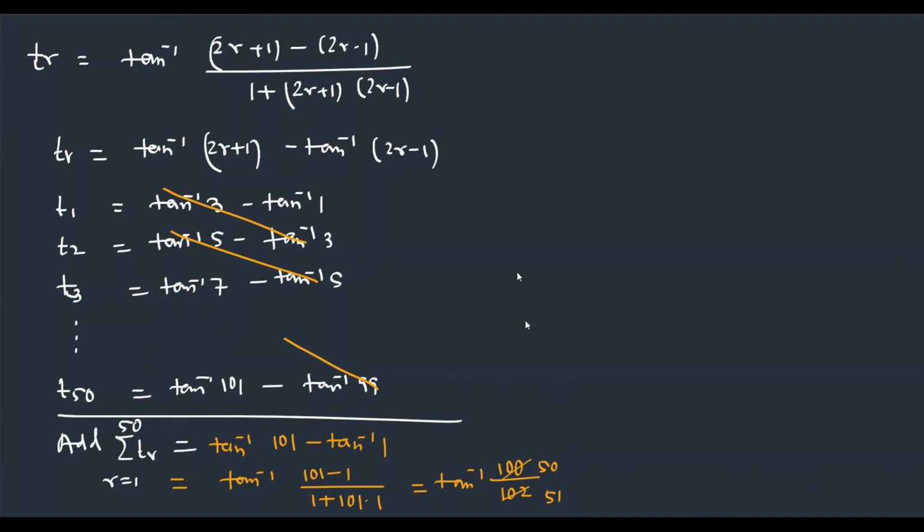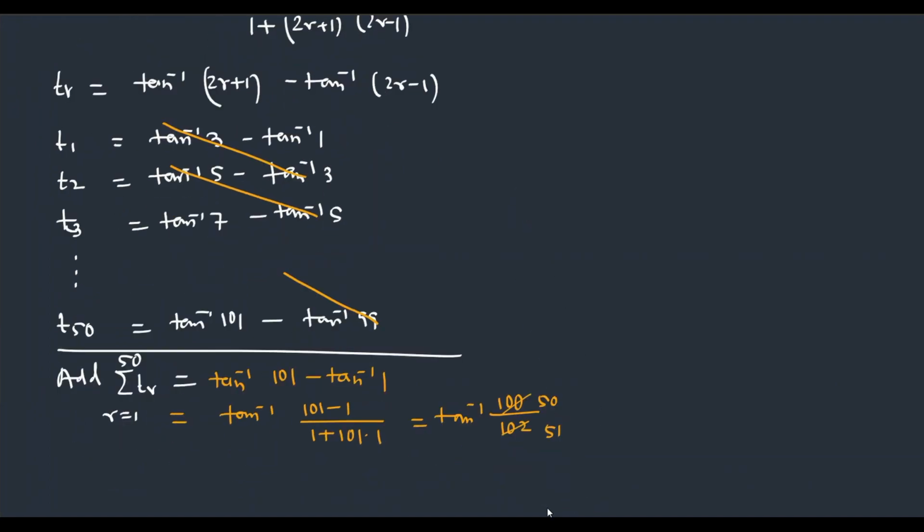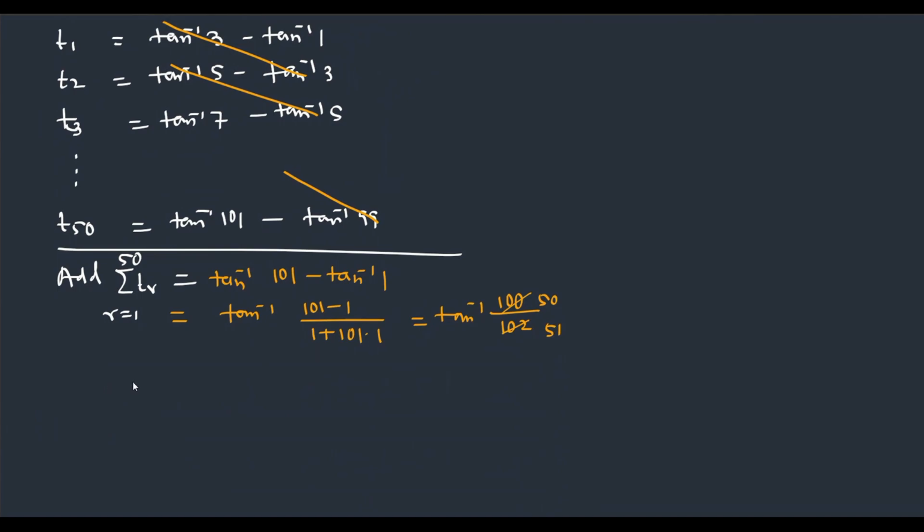And this value is given as P. So now this tan inverse of 50 by 51 is given as P. Taking tan on both sides, 50 by 51 is equal to tan of P. So tan of P is 50 by 51.